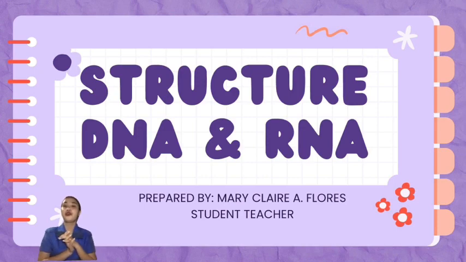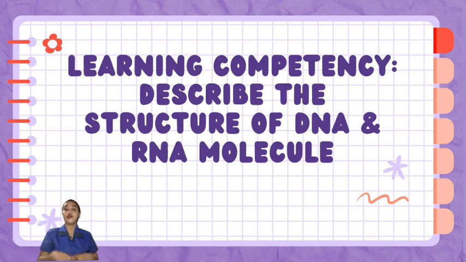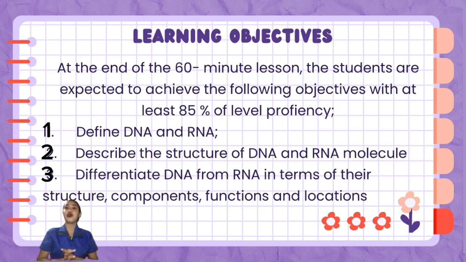Okay, our lesson for today is all about the structure of DNA and RNA. Our learning competency is to describe the structure of DNA and RNA molecule. And then our learning objectives: at the end of the 60-minute lesson, the students are expected to achieve the following objectives with at least 85% level of proficiency.